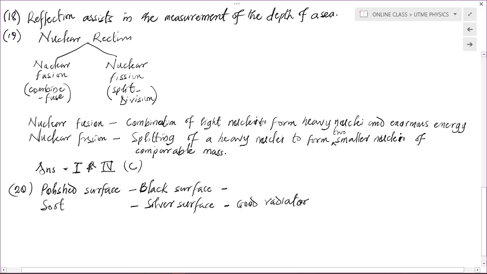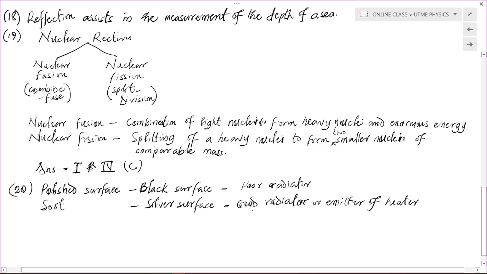Don't forget, we have 3 ways by which heat is conducted: conduction, convection, and radiation. If you notice in thermos flask, we use 2 silver walls there because we want to reduce the radiation of the whole thing. The soot is a good radiator, or we call it a good emitter of heat. This one is a poor radiator. It won't release the heat on time.